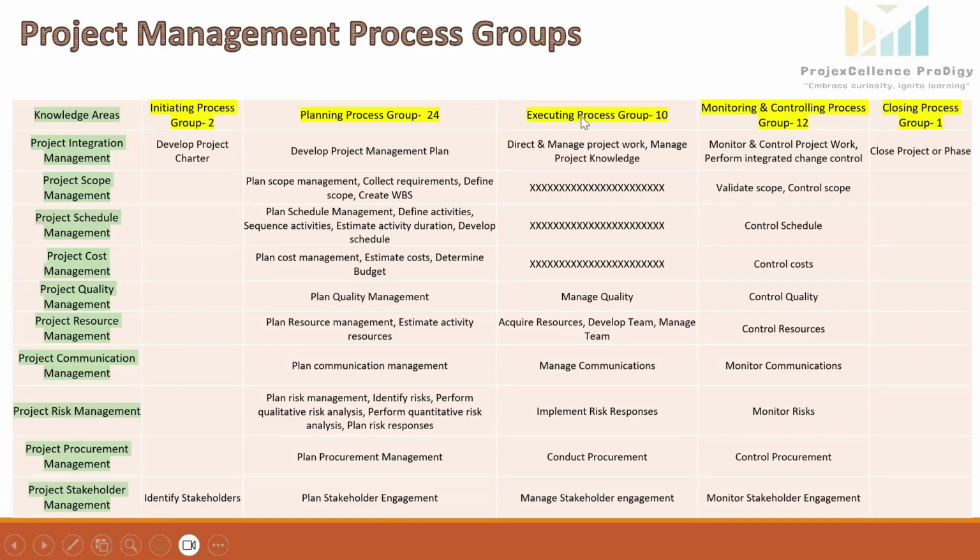Next, we will move into the execution process group. In the project integration management knowledge area under execution, there are two activities: direct and manage the project work, and manage project knowledge. Direct and manage the project work is the process of leading and performing the work which was defined in the project management plan and implementing approved changes to achieve the project's objectives.